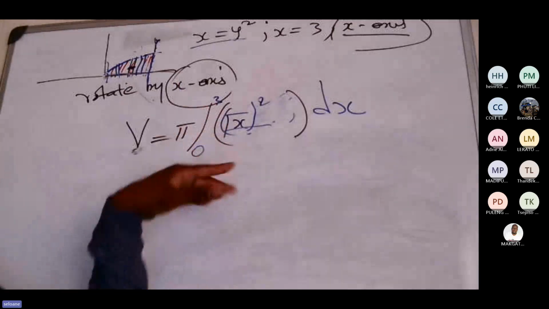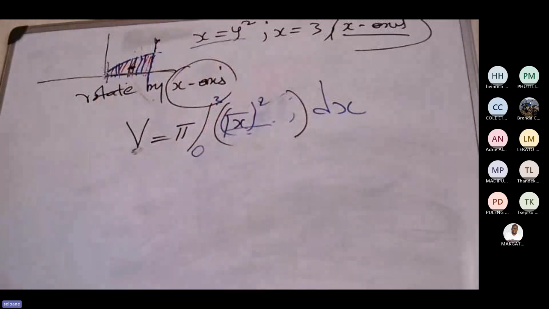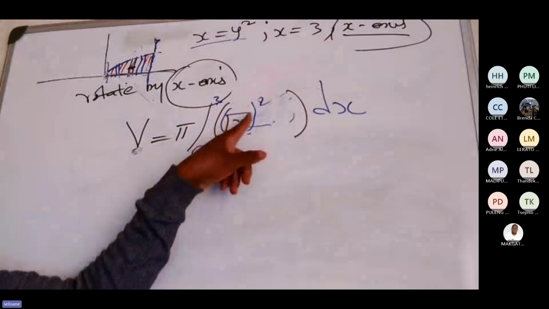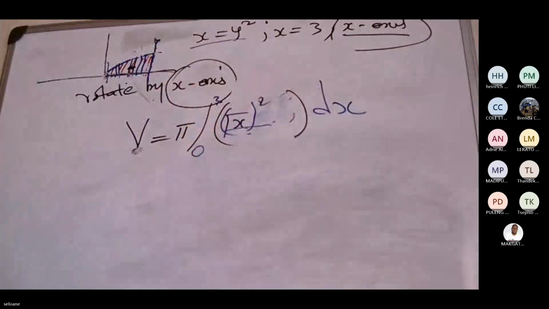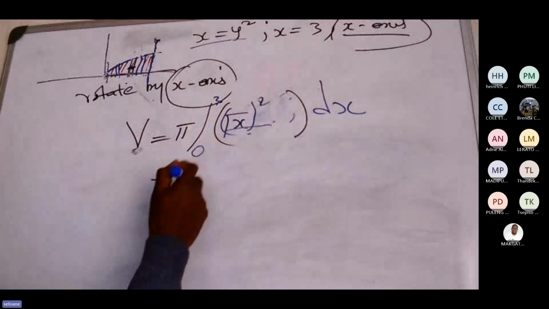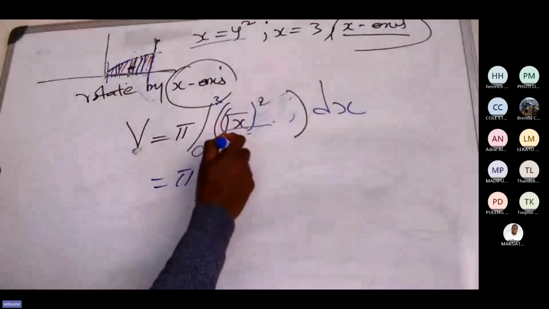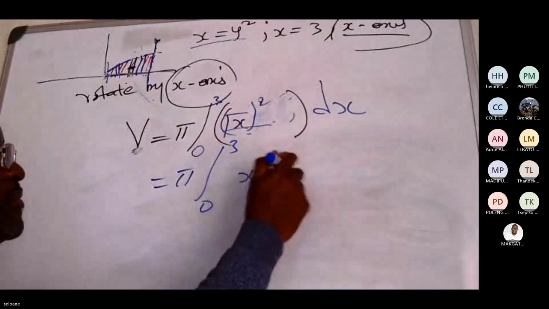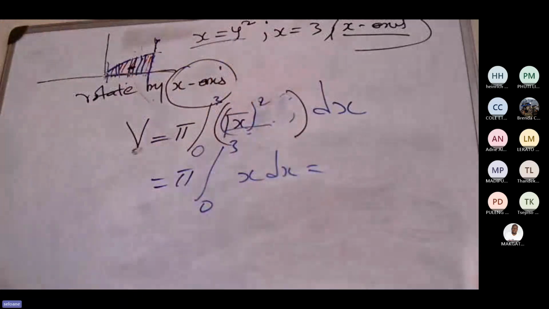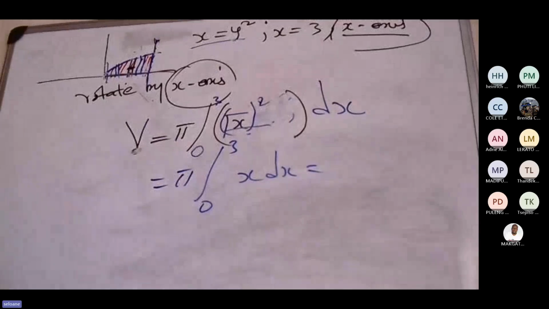Because from here it is just what? Simple integration. You have to square this first. You have to square this, and then it will be from 0 to 3 square. Then you integrate x. Then it will give you x squared over 2.